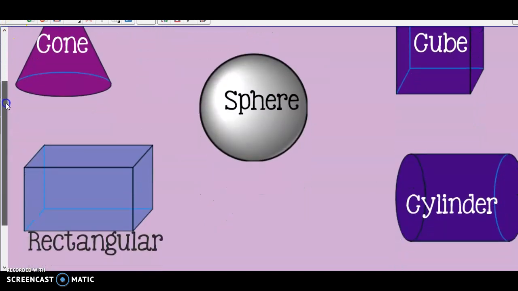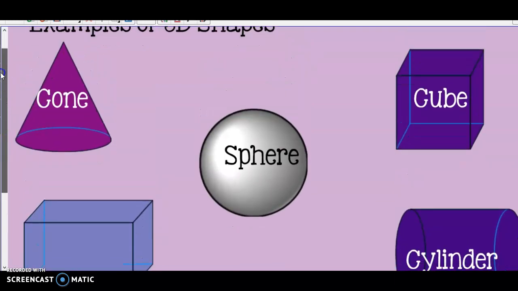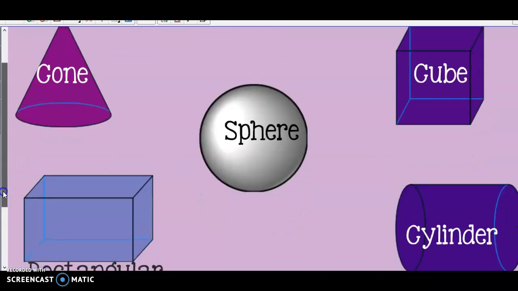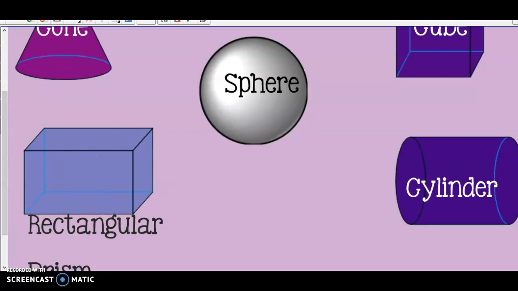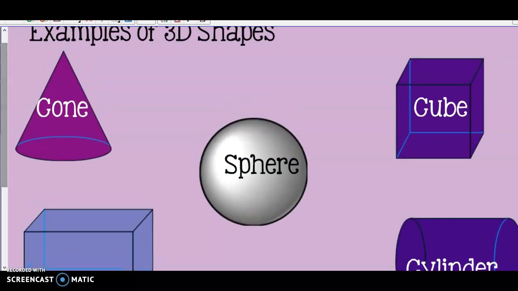Here are some examples of 3D shapes, which I'm sure you've seen before and didn't know that they were 3D shapes. So our first shape is a cone. Then we have a sphere, a cube, a rectangular prism, and a cylinder. Now, all 3D shapes have three attributes that we're going to talk about later this week.